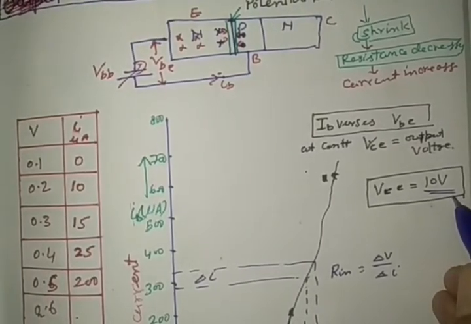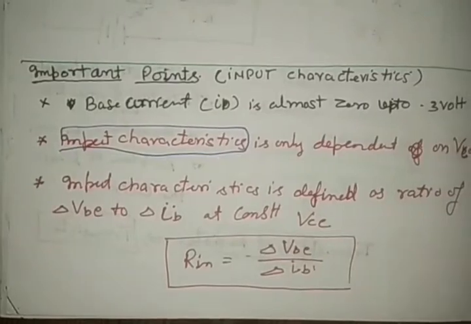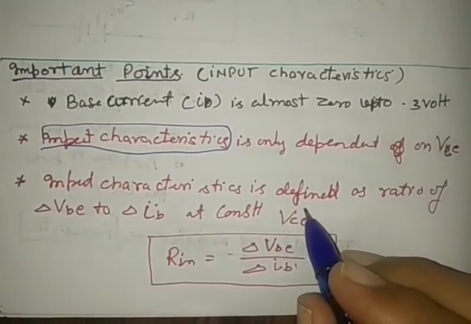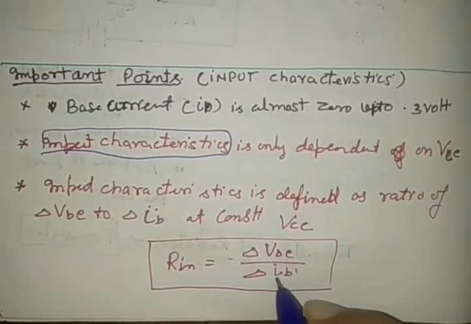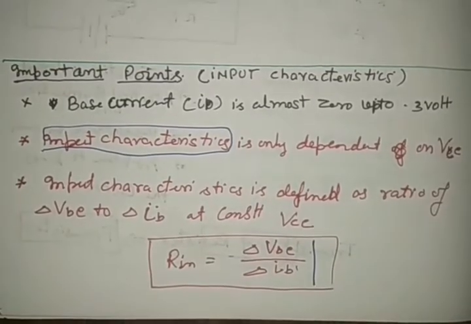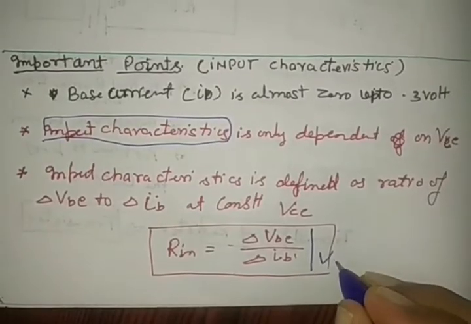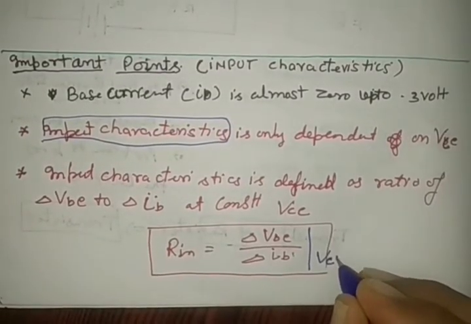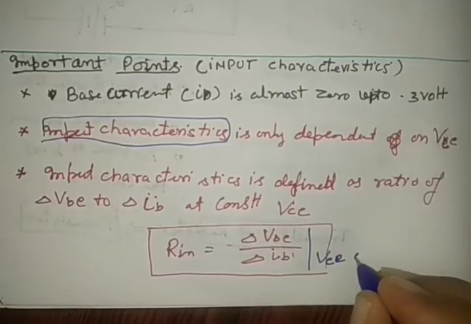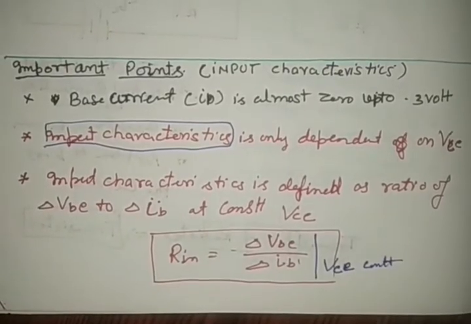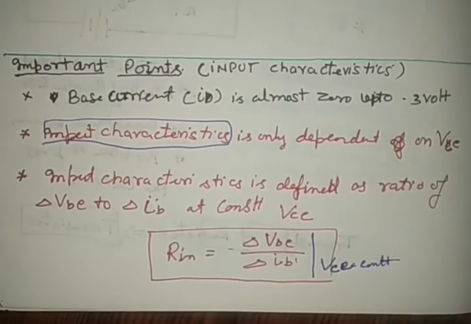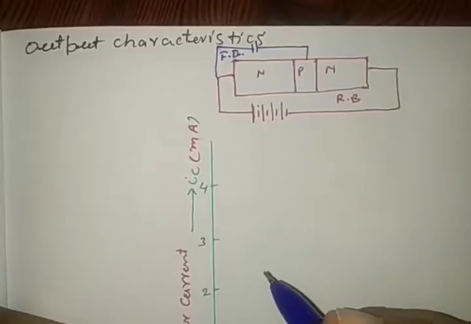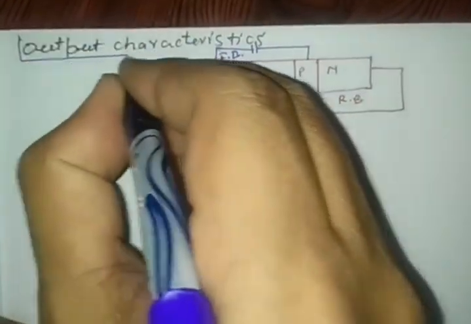See carefully. Now one more point. The input characteristic is defined by change in input voltage by change in current at constant output voltage. What is output voltage? It is between collector and emitter, VCE equal to constant. This is obtained. Now we are going to see the output characteristic curve.